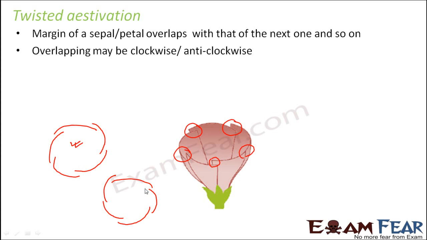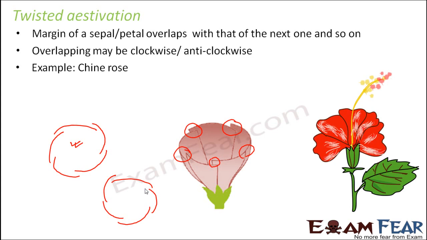So it can be both clockwise and anti-clockwise. Example is China rose. If you look at the arrangement of petals or sepals in China rose, you can actually see this kind of aestivation. The third type is imbricate aestivation.